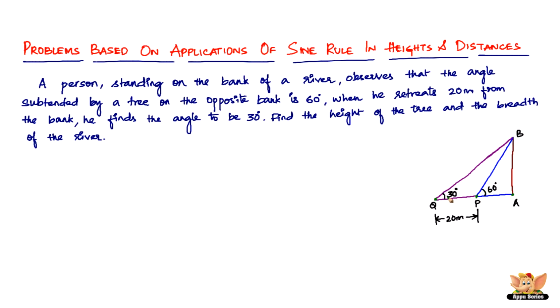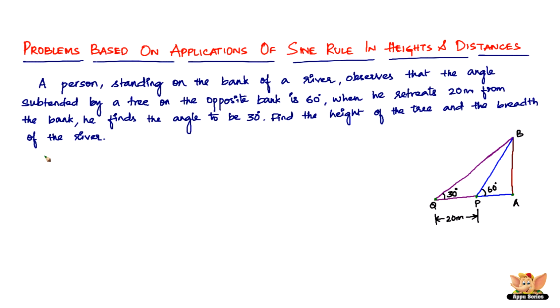All right. So now this is the data that is given. So using these data, we have to find the height of the tree, that is the length of AB, and also the breadth of the river. The breadth of the river is AP, so we have to also find the length of AP. So these are the two things that we have to find, and we're going to be mostly using the sine rule to solve this problem. All right. So here we are. Let's start off this problem now.